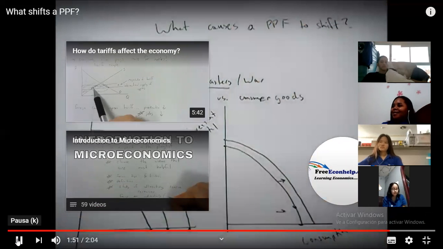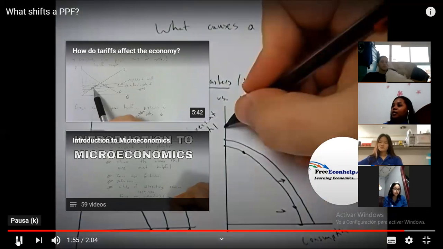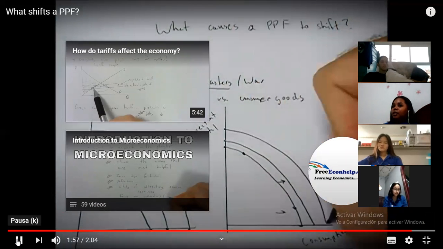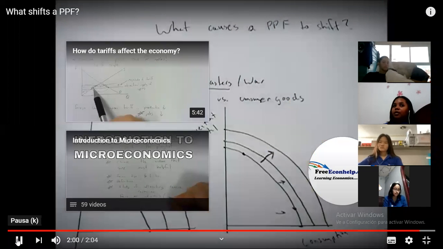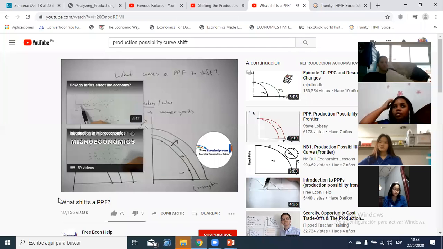That would be if we consume a lot. But if we decide to invest a lot, either in technology or factories, then we get a big shift out, and we see the PPF shifting out a lot more. And that's if we invest.